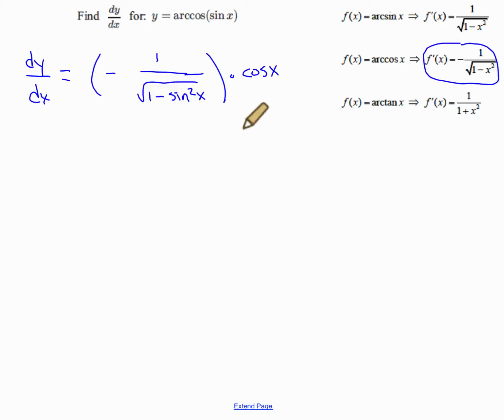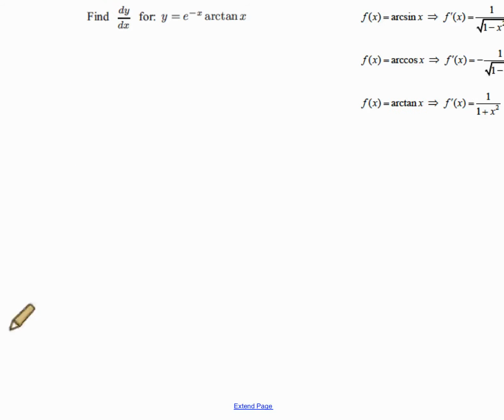And we really need to simplify this. It's too easy not to. So this would become negative cosine x multiplying here, and of course the square root of 1 minus sine squared is the square root of cosine squared by the Pythagorean identity. And the square root of cosine squared is cosine x. Woohoo! This is equal to negative 1. So very, very straightforward. Only one more example. How you like them apples?